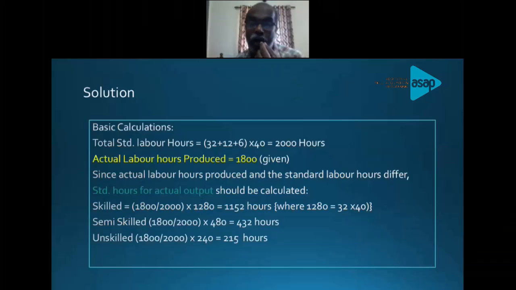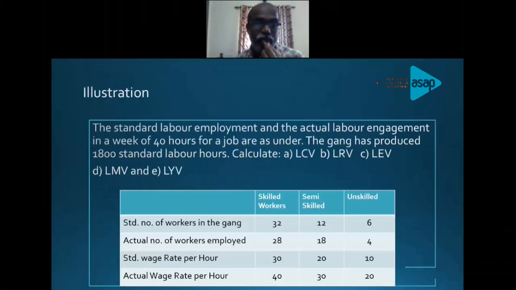Actual hour into actual rate. Look at it. Standard hour into standard rate is only 34,560, but actual hour into actual rate is 44,800. So actual hour into actual rate is the actual labor cost, and standard hour into standard rate is the standard labor cost. Actual labor cost is more than the standard labor cost, so the variance is adverse, or unfavorable to the organization.